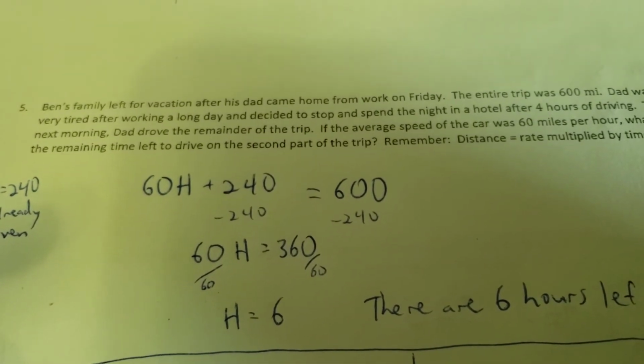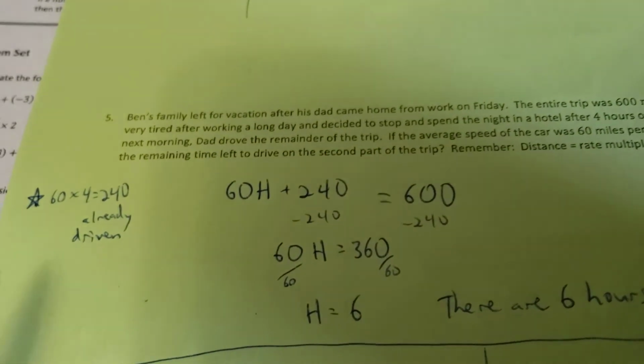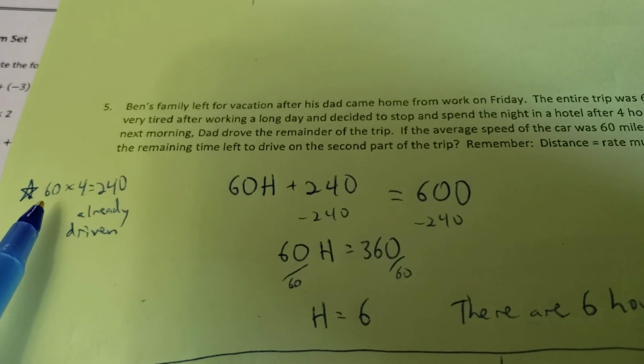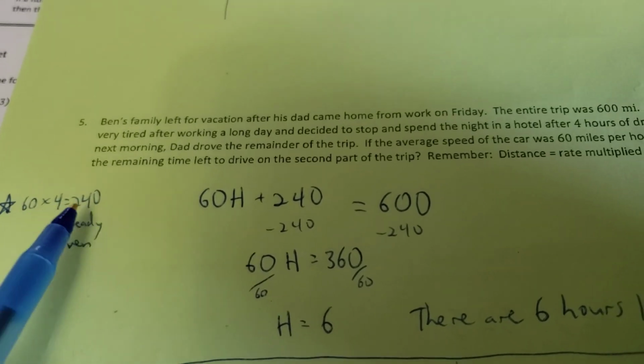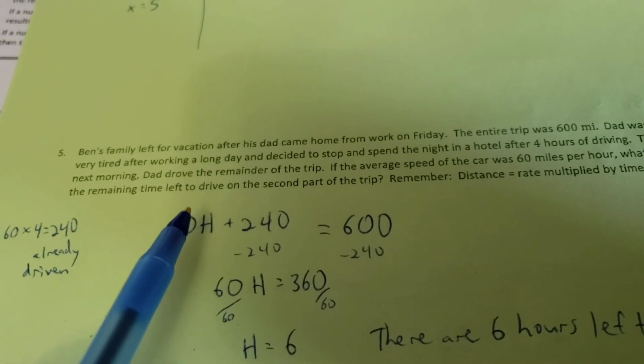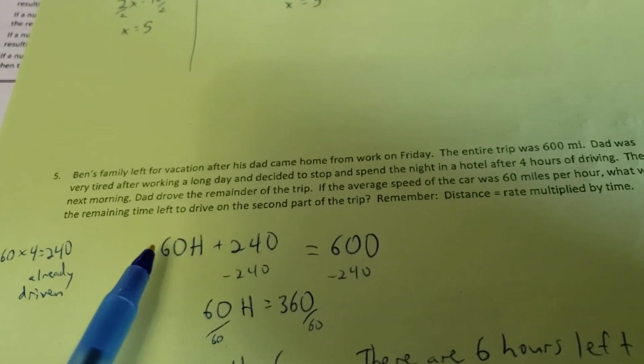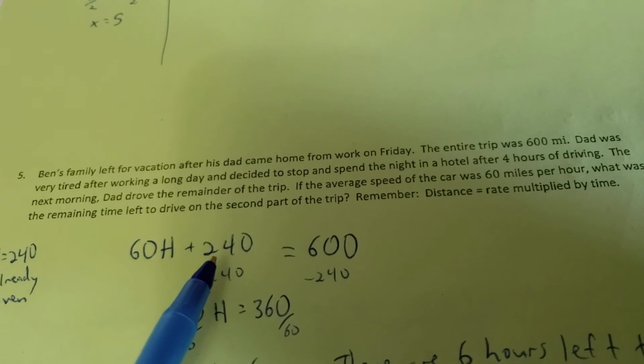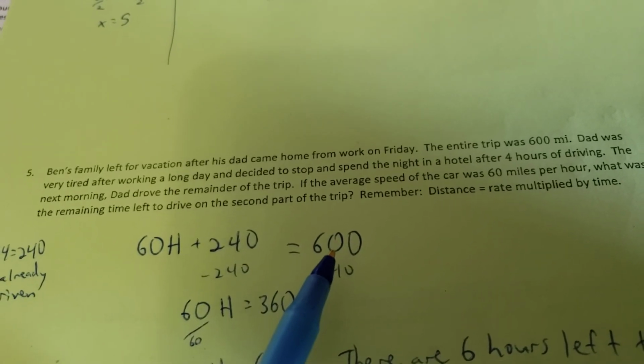Well, we know that they're going 60 miles per hour, and they already drove for 4 hours. So one of the things you have to do before you even start the equation is realize that they've already driven 240 of the miles, okay? Now, 60 miles times however many hours they've got left, so 60 times h plus that 240 they've already driven, is how we get to that total of 600.